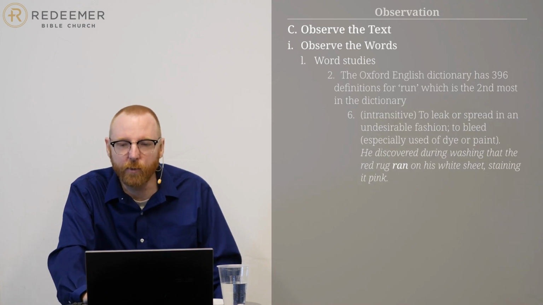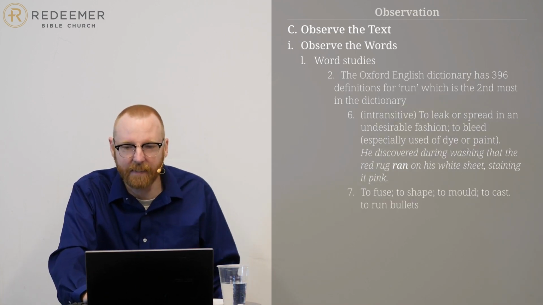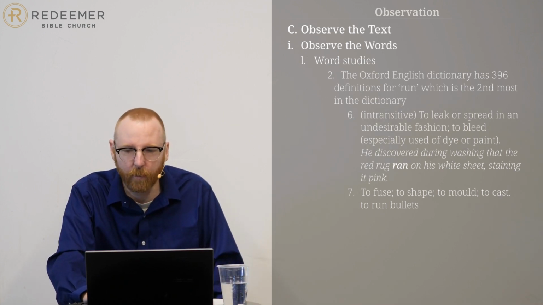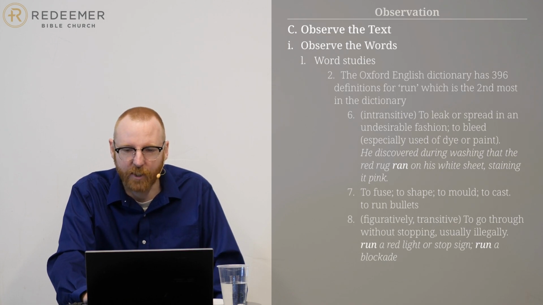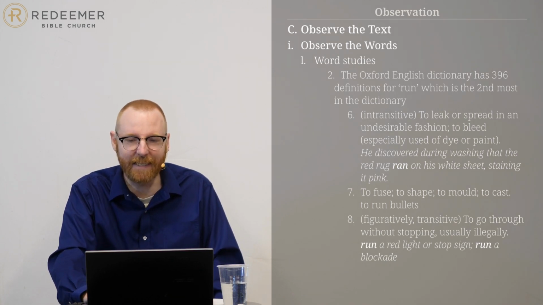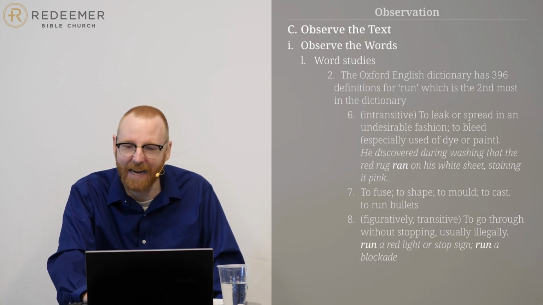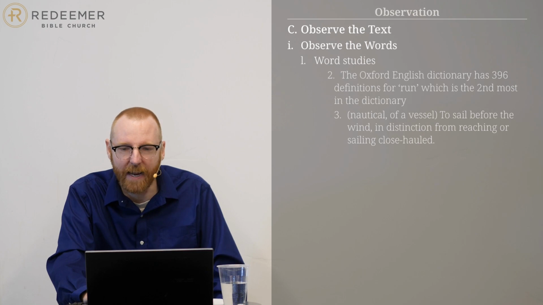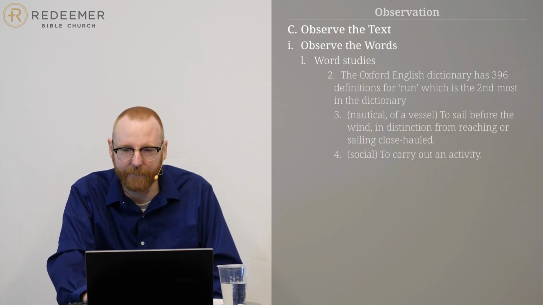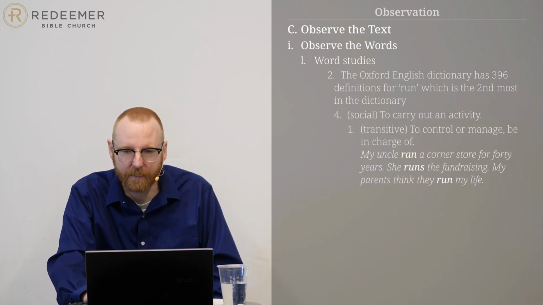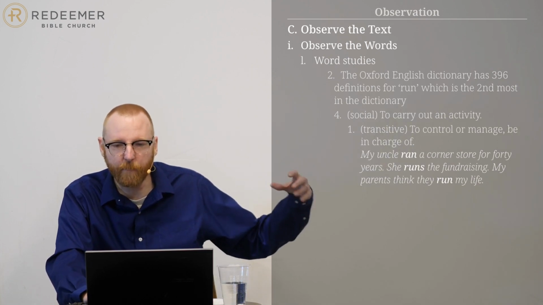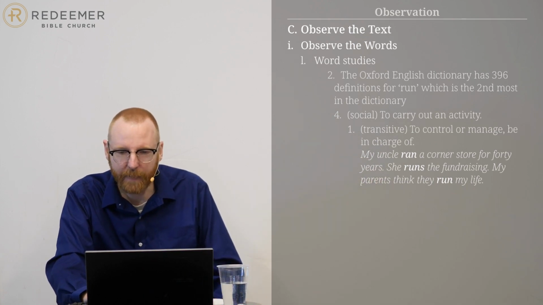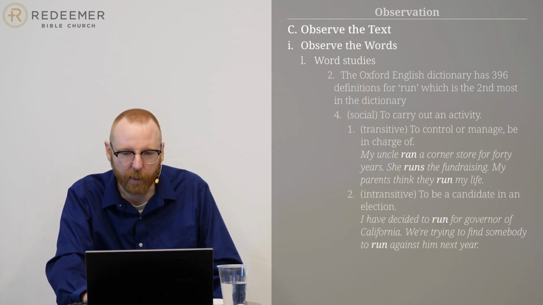So to fuse or to shape something, to cast it, means to run bullets, if you're working with metal and that kind of stuff. To go through without stopping, usually illegally, right? To run a red light, to run a blockade. There are nautical definitions: to sail before the wind. Social: to carry out an activity, to control or manage, be in charge of. My uncle ran a corner store. She runs the fundraising. To be a candidate in an election, run for governor.